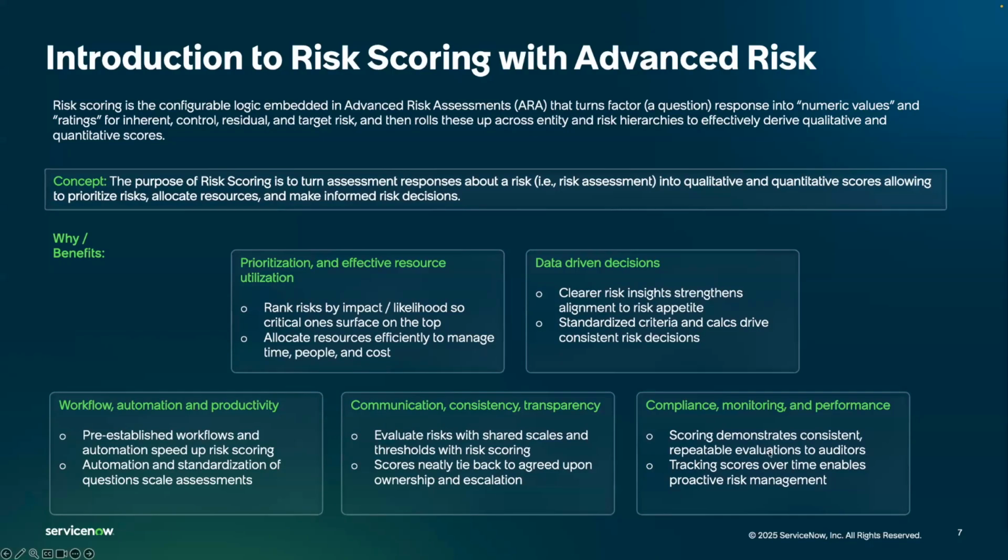Fifth, compliance monitoring and performance. Scoring demonstrates to auditors that you have consistent, repeatable evaluations, not ad hoc judgments about risks. Tracking scores over time enables proactive risk management. You can see trends, catch emerging risks early, and demonstrate continuous improvement. Well, these benefits are why organizations invest in configuring risk scoring properly. It's the engine that makes your risk program actionable.